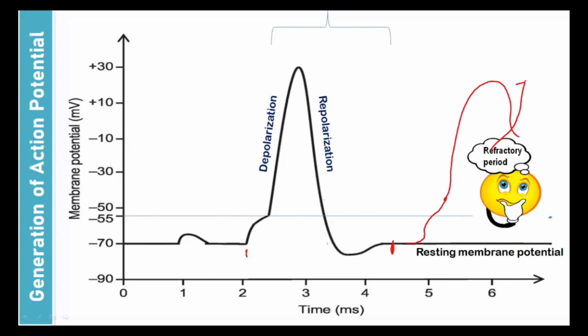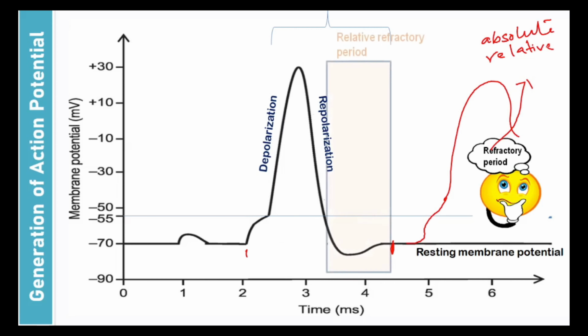Now generally, we can classify the refractory period into two stages. One is the absolute refractory period, and another is the relative refractory period. Absolute and relative. Now what is the difference? This stage is known as the relative refractory period. What does it mean by the relative refractory period?